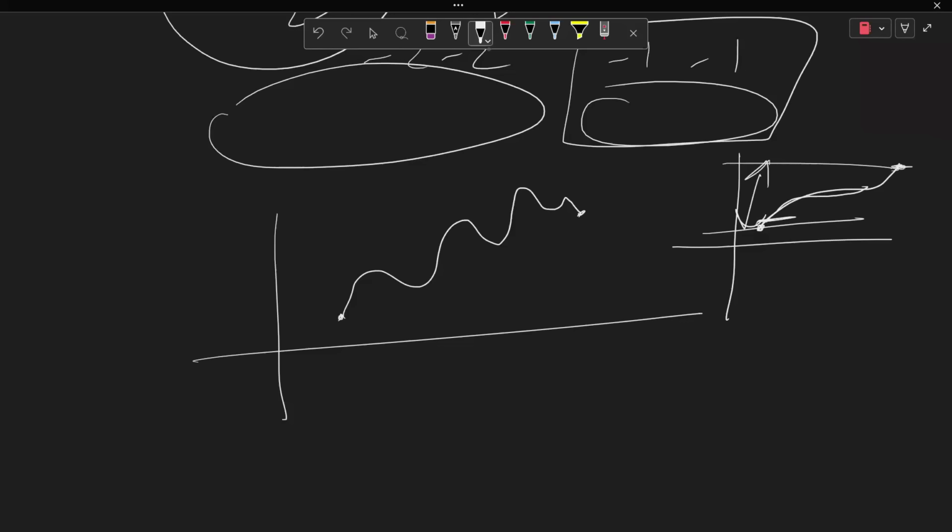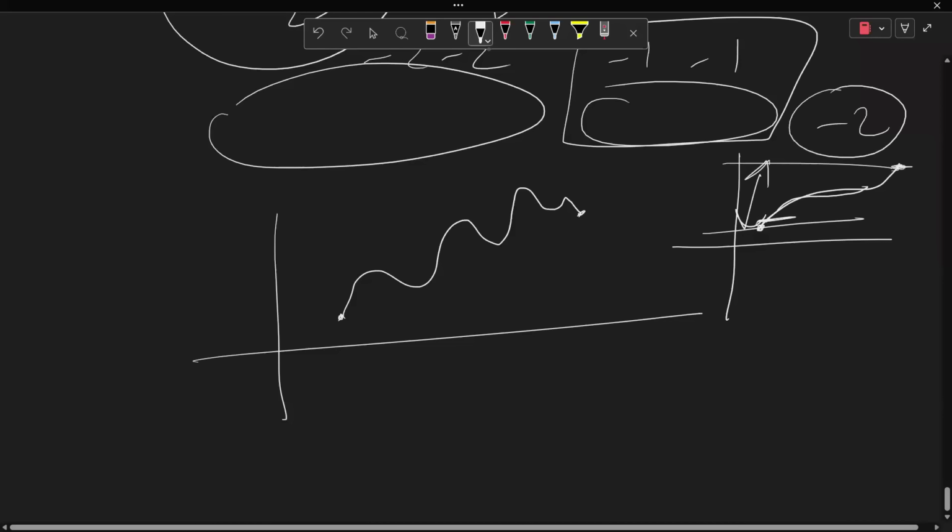So till here you can reach with steps of 2. After that, if you need to reduce the distance, you would either reduce this or increase this with steps of 1.